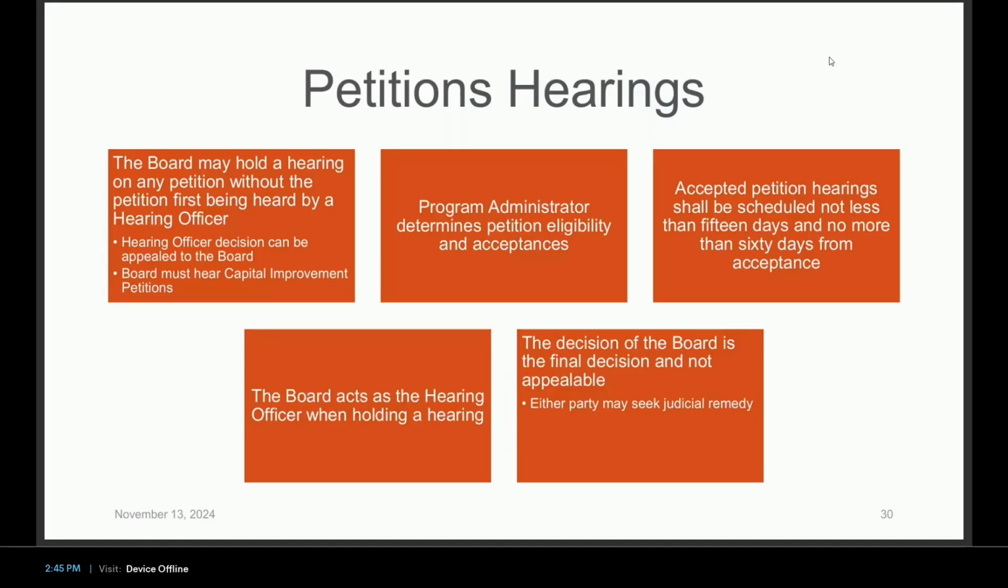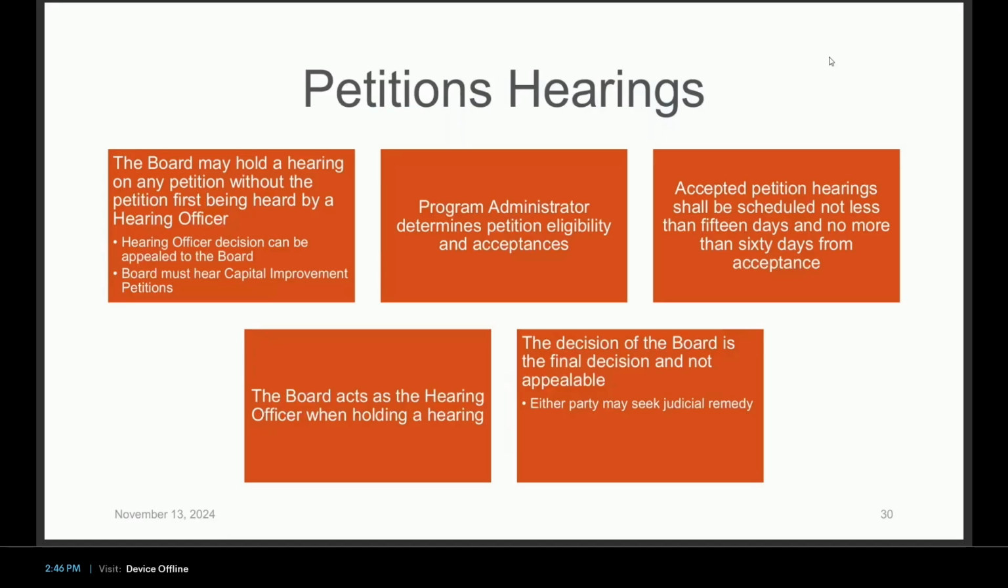So this just gives you the assurance that you can address some of those high priority, complex petitions immediately if you see it necessary. In the cases where the hearing officer is involved and issues their decision, that decision is not final. It could be appealed to the board. This provides an additional layer of review and oversight. When it comes to capital improvement petitions, the board is mandated to hear these cases directly, and this ensures that matters affecting some of the substantial investments and changes for various rental units are given the appropriate level of attention immediately.